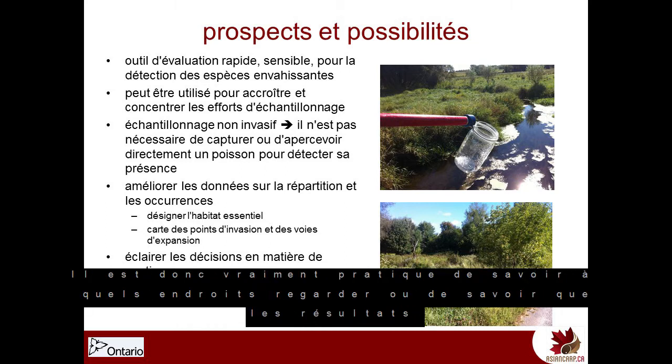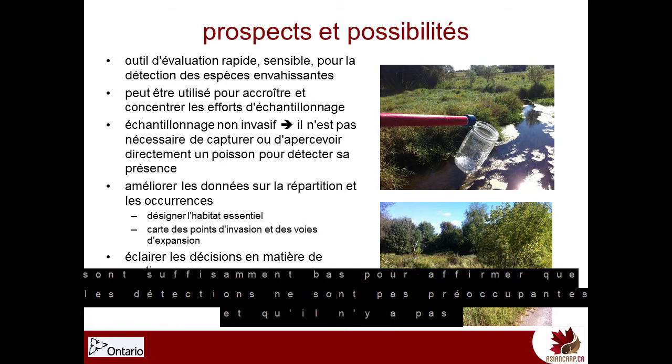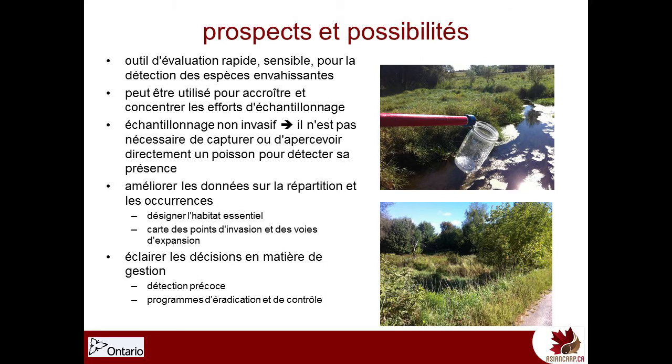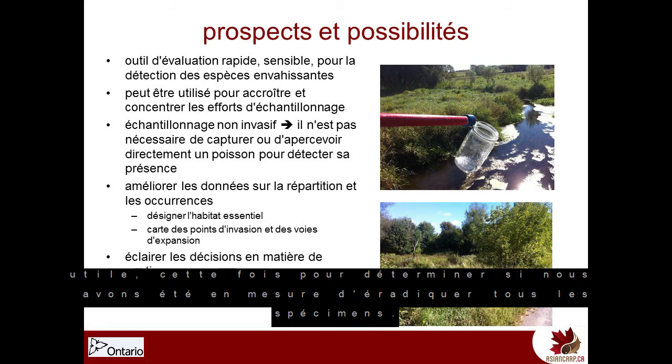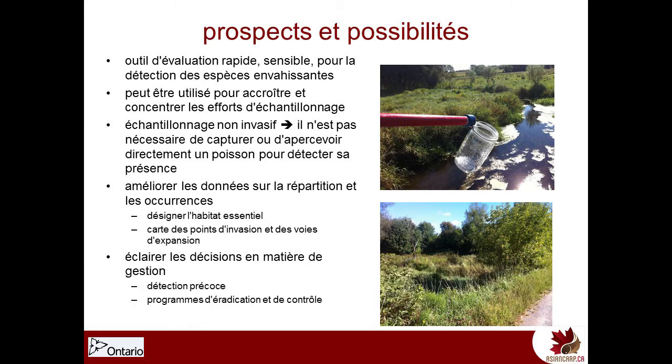So instead, it's hugely helpful to say, these are the areas you want to have a good look at, or with this testing, this is low enough, we're not getting strong detections, so we're pretty confident we don't have established populations yet. And in cases where a management response is appropriate, it's not just the early detection, but after a response effort has been mounted, have we been effective in removing them all?